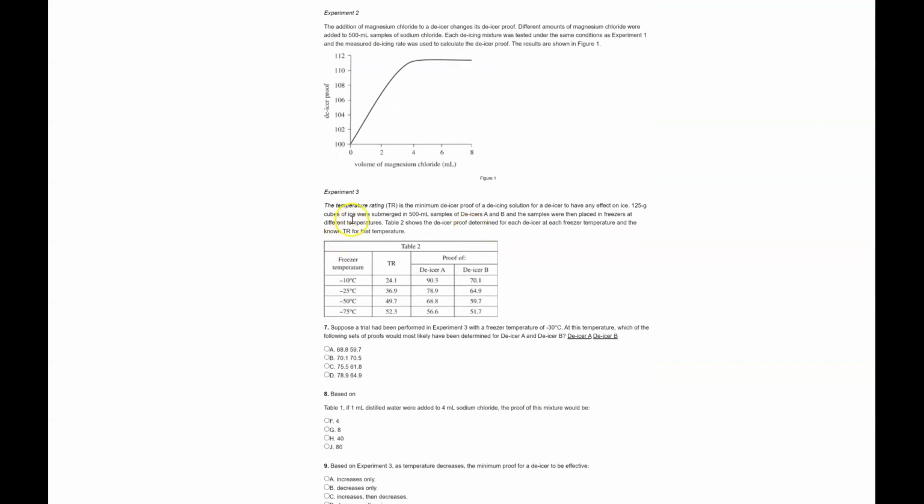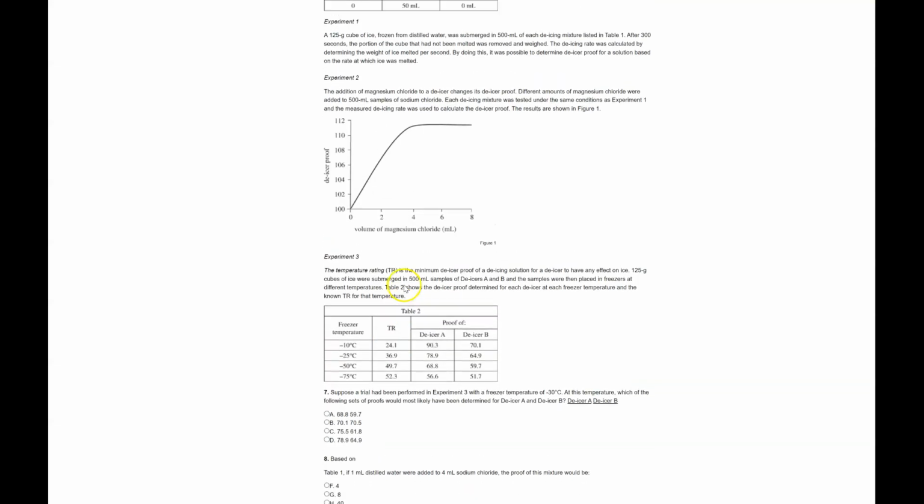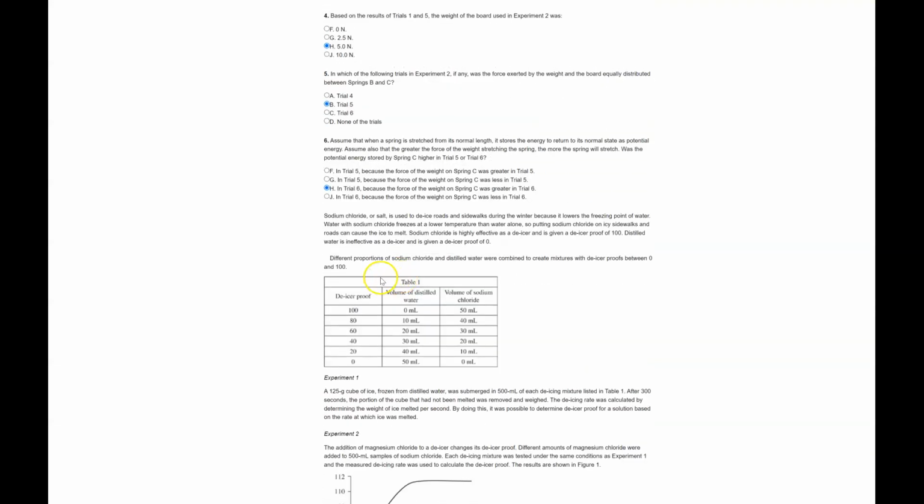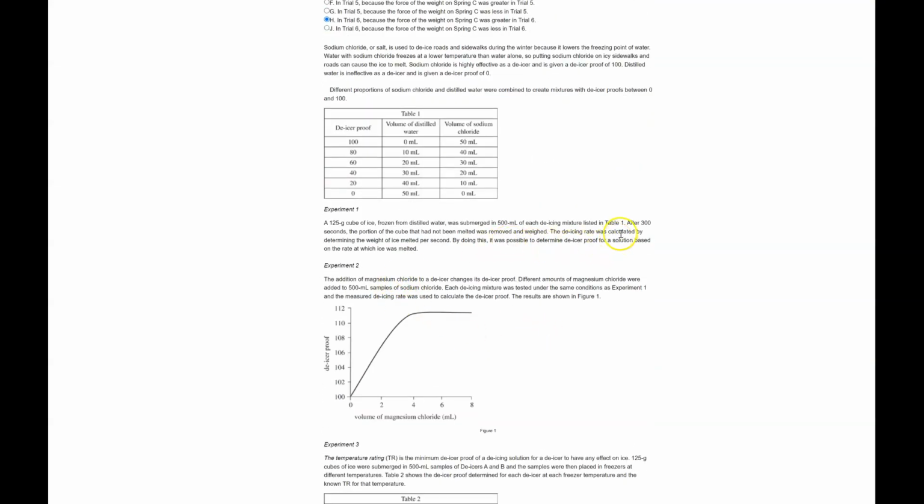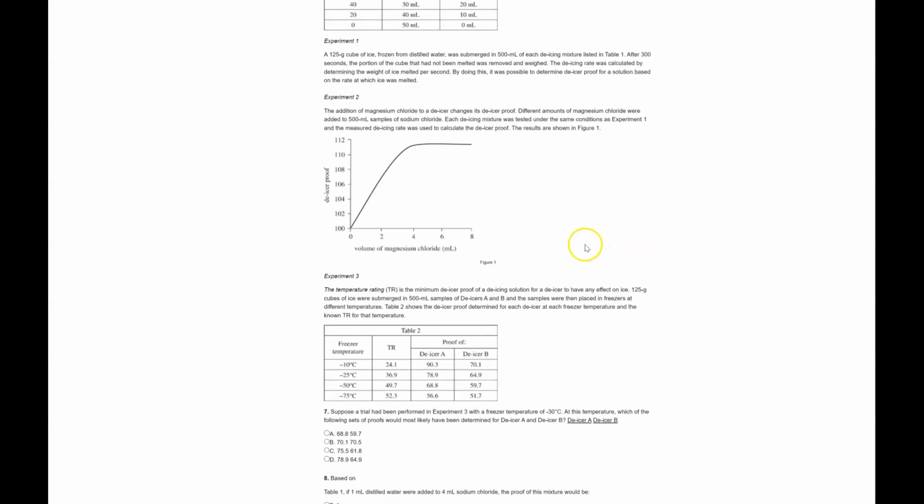All right, now for this one, we've got temperature rating and de-icer proofs of actual experimental numbers. So this is probably going to be your most important chart. So we've got freezer temperatures getting progressively smaller, and then we've got TRs, which if you actually took the time to fully read, you would know that the TR has to do with the ice rating. But if you actually think about it, it makes sense that as this is getting bigger, as the temperatures are getting colder, that's going to be the important number.